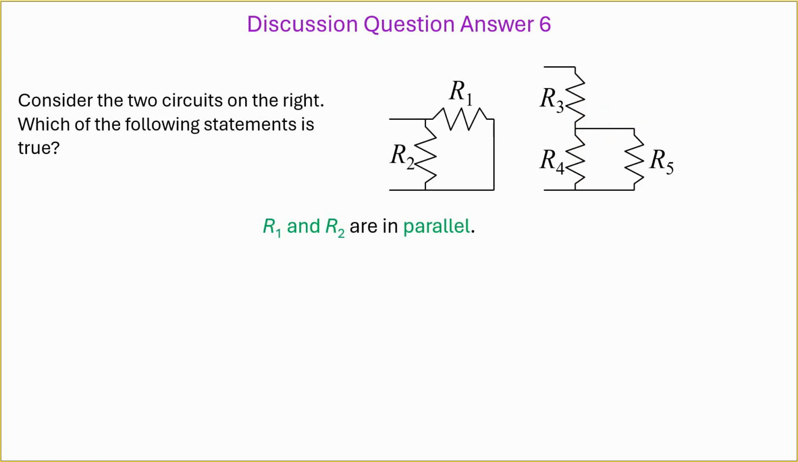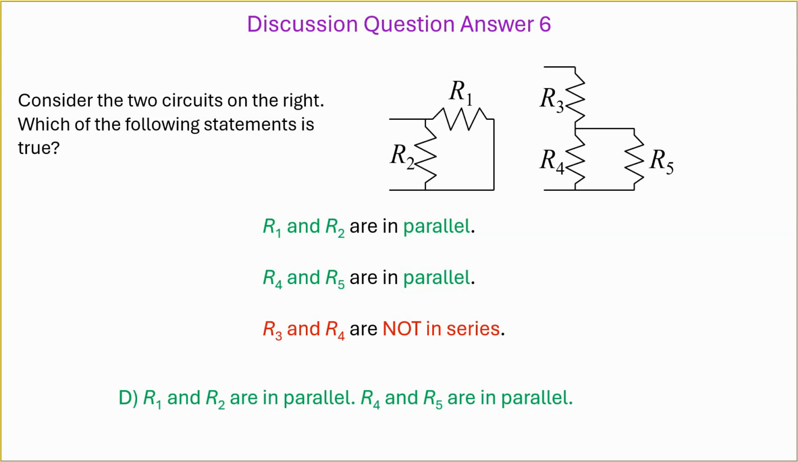So the things that are sure are that R1 and R2 are in parallel, and R4 and R5 are in parallel, and we cannot really say much for R3 apart from the fact that R3 and R4 cannot be in series, because the currents are different. So the only true statement in the options was D. Alright.